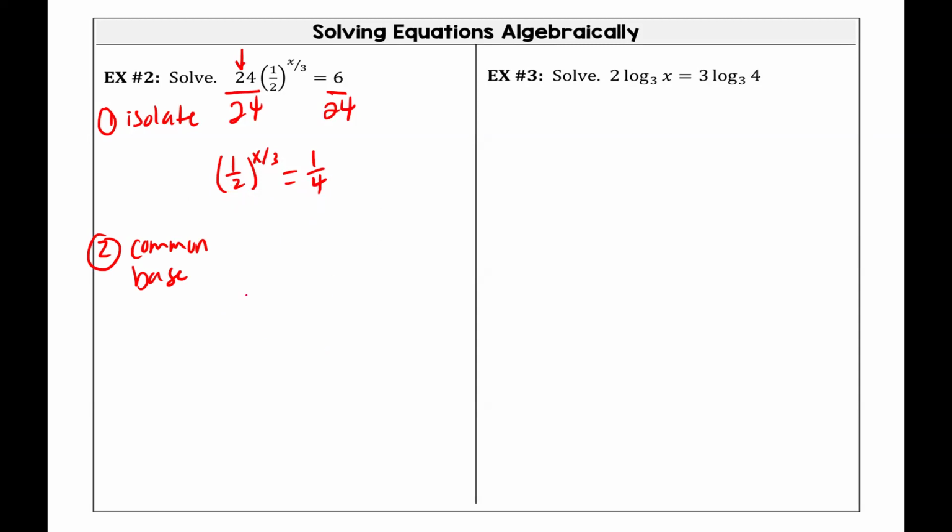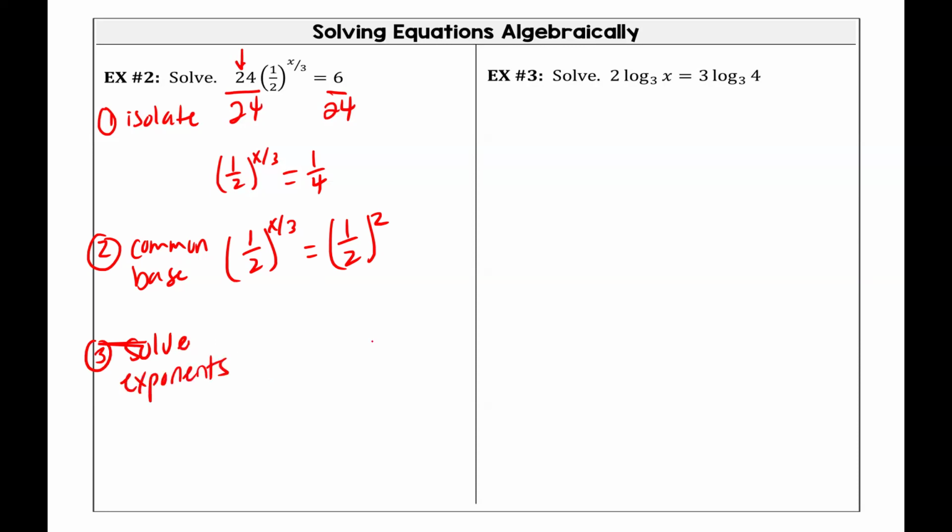How can I rewrite? Anyone? What's 6 now? 1/2 to the 2. There we go. So we find a common base. So this one is going to stay a half to the x over 3 equals now 1/2 to the 2. And then now all you're going to do is solve your exponents. So you have x over 3 equals 2.